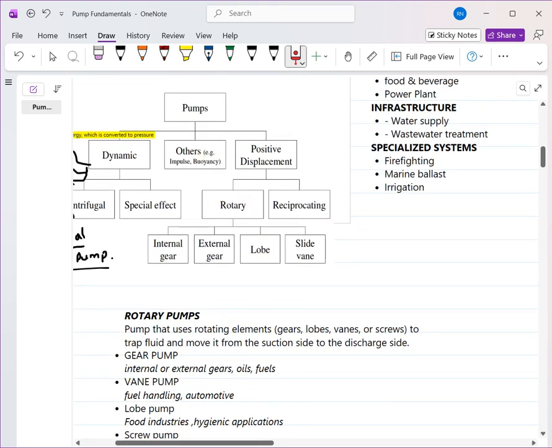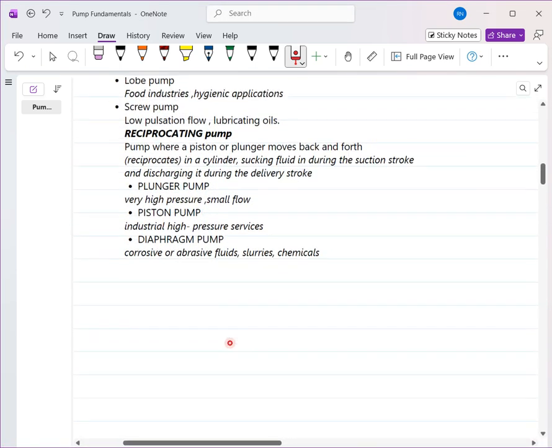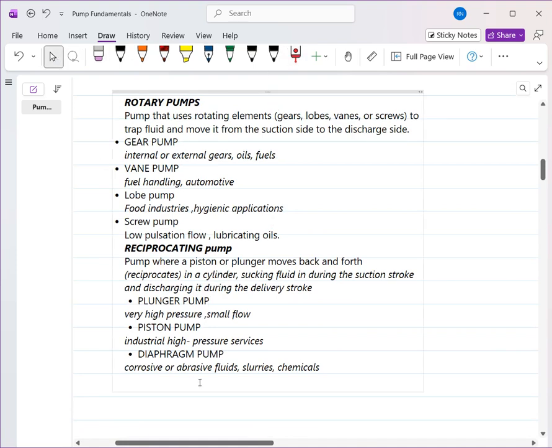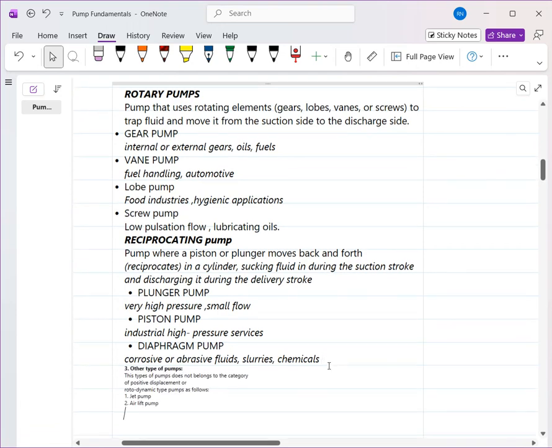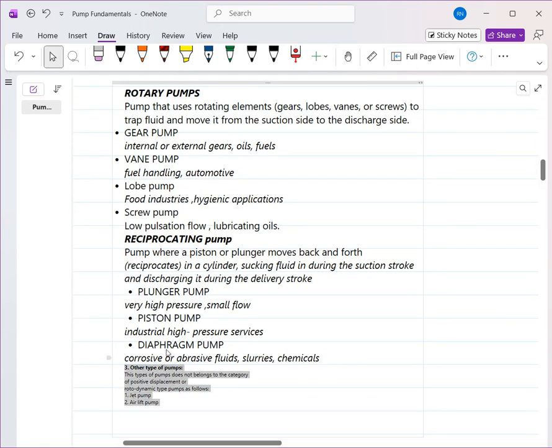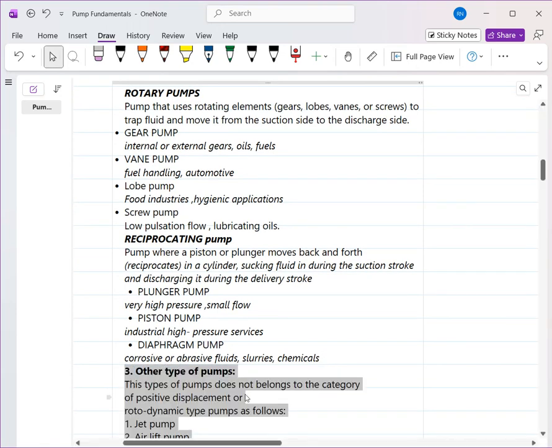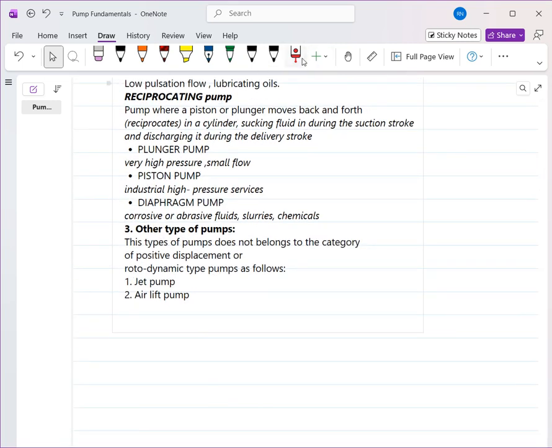In the other types, this kind of pump does not belong to the category of positive displacement or dynamic pumps. It has two pumps: one is the jet pump and the second is the airlift pump. These are neither positive displacement nor rotodynamic types of pump.